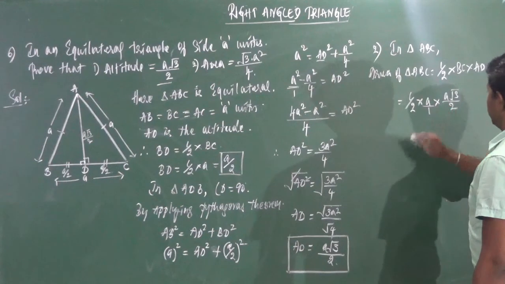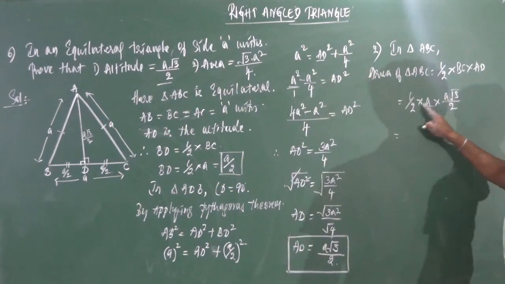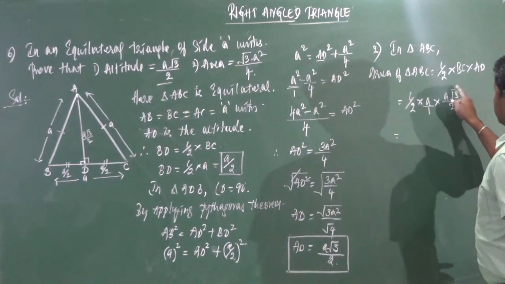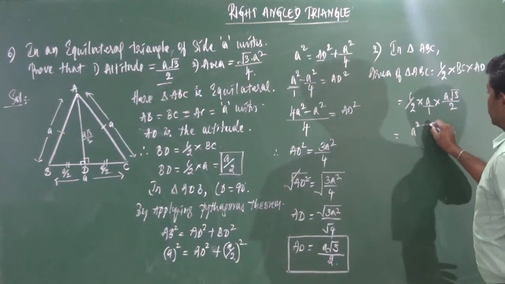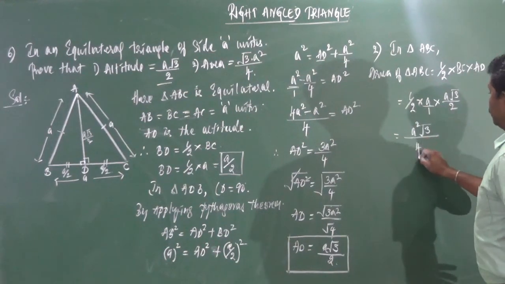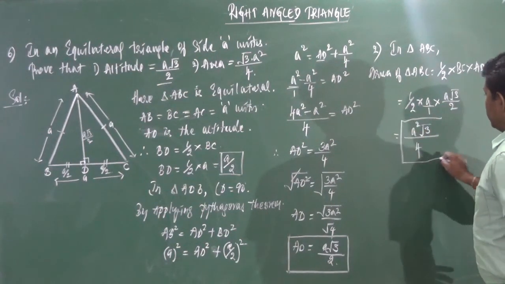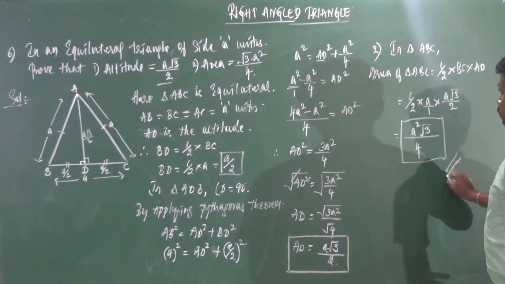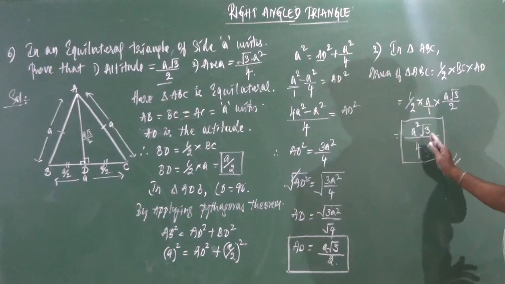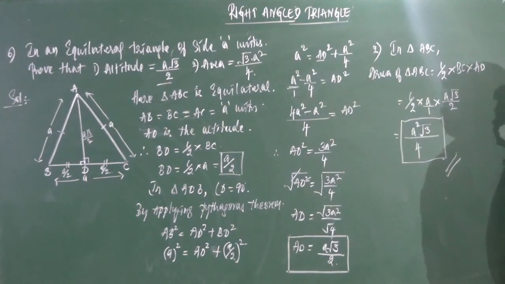So below A we have 1. So multiply all the numerators and multiply all the denominators. So 1 into A root 3 is A root 3, by 2 into 1 into 2 is 4. So therefore the area of an equilateral triangle is A square root 3 by 4, or root 3 A square by 4, you can write either. So this is how it comes.